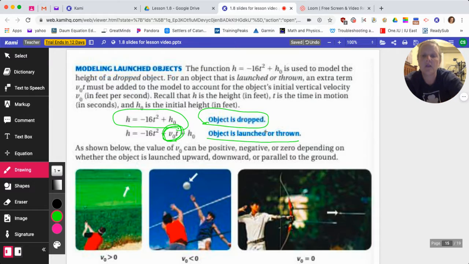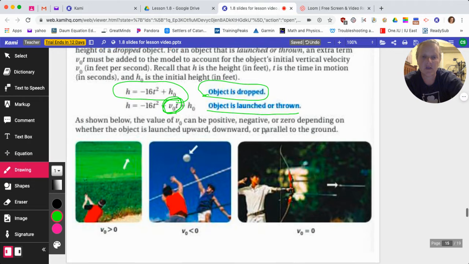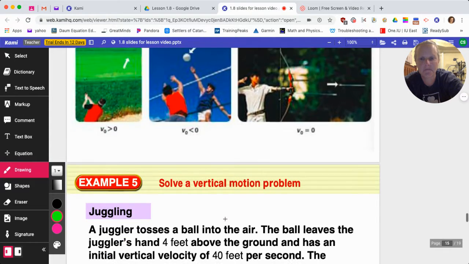Okay? As shown below, the value of v sub 0 can be positive, negative, or 0 depending on whether the object is launched upward, downward, or parallel to the ground. Here, v sub 0 is greater than 0 because the golfer is hitting it above the ground. V sub 0 is less than 0 because the volleyball player is spiking it down. And here, v sub 0 equals 0 because the person with the bow and arrow is shooting the arrow straight, parallel to the ground, okay?